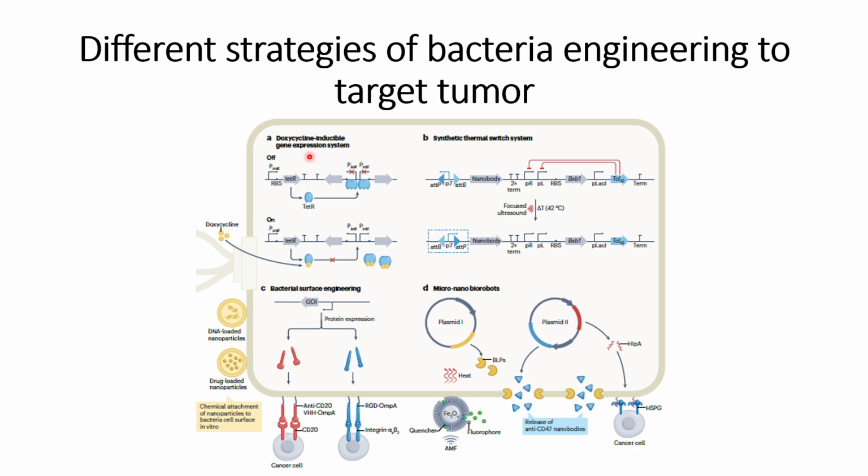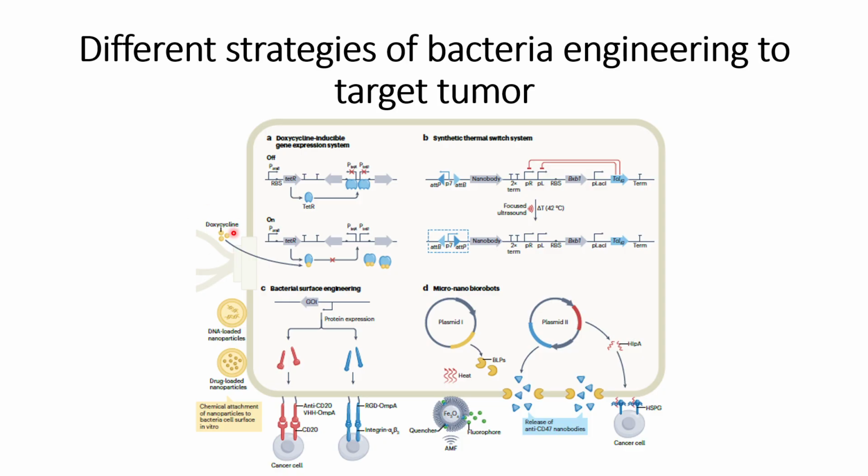expression system. In this case, the gene system within the bacteria has been modified in a way that it will be regulated by doxycycline. For example, when there is no doxycycline, TetR will be produced through this TetR gene, and that will inhibit the expression of the tumor targeting genes, which are controlled by these two promoters, and these two promoters are being inhibited by these TetR repressors.